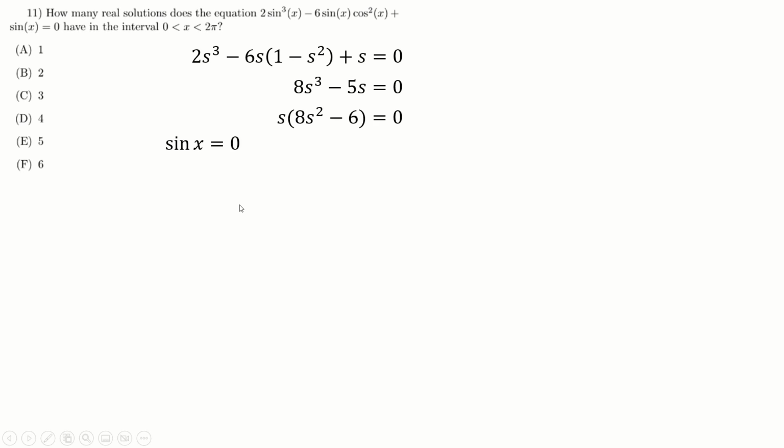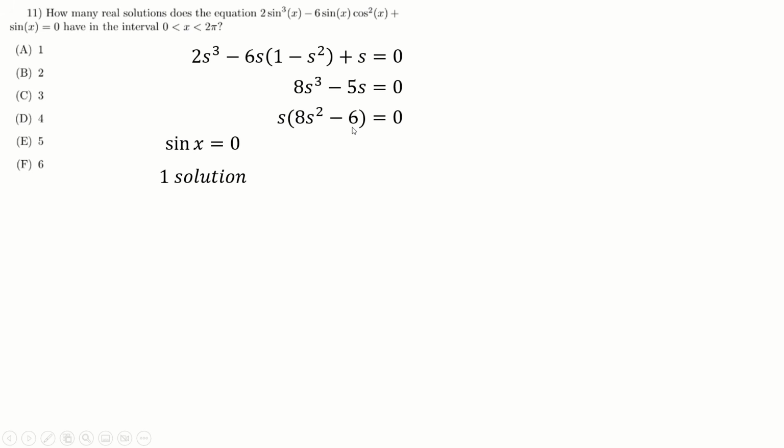A very simple, well, not simple, but very standard question here. Replace the cos squared with 1 minus sine squared. Write the whole thing in s's, of course, because you don't want to be messing around with writing out sine every time. Factorize out the s, and then either s is 0, which means sine of x is 0. In this interval, interestingly, sine of x only has one solution, right? Equals 0, because you can't have 0 or 2 pi. So that's only got one solution.